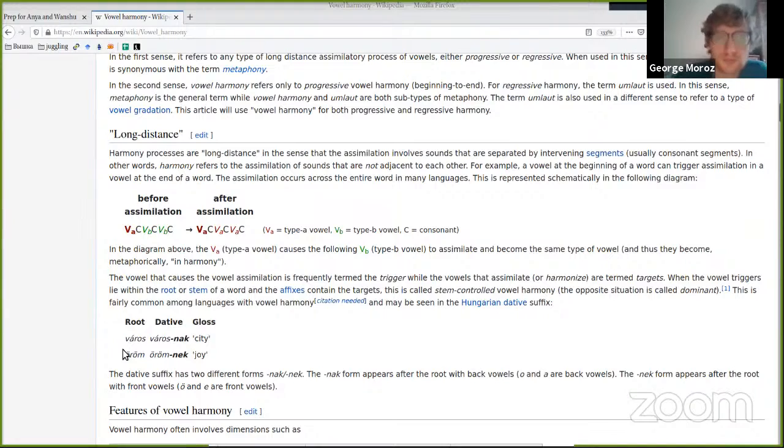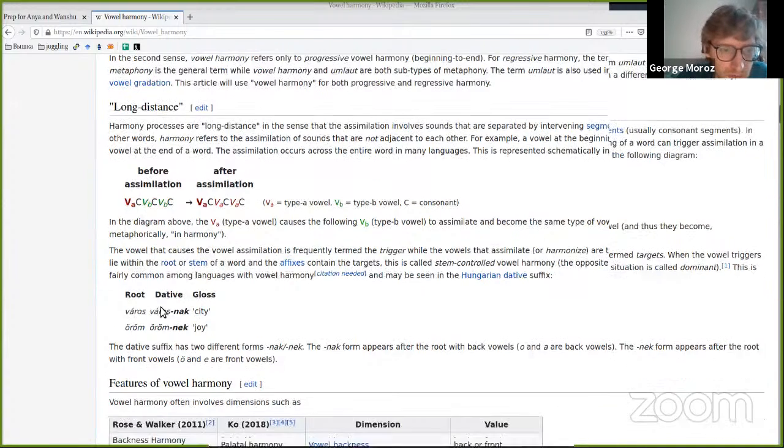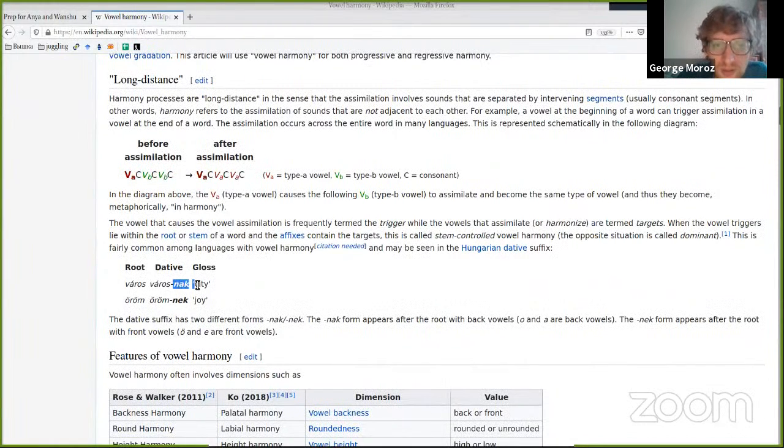And harmony is actually the same process, but this influence is long distance. So here is a vowel, and some vowel influences other vowels afterwards. Here's an example for some morpheme, like dative. So you have nak and nek. This is the same morpheme, but the vowel in it is governed by the vowels in the root.